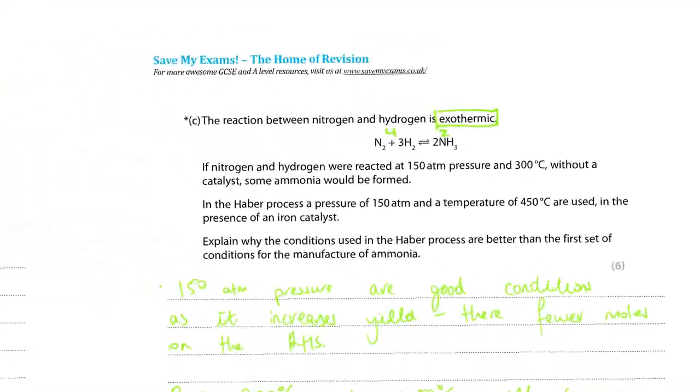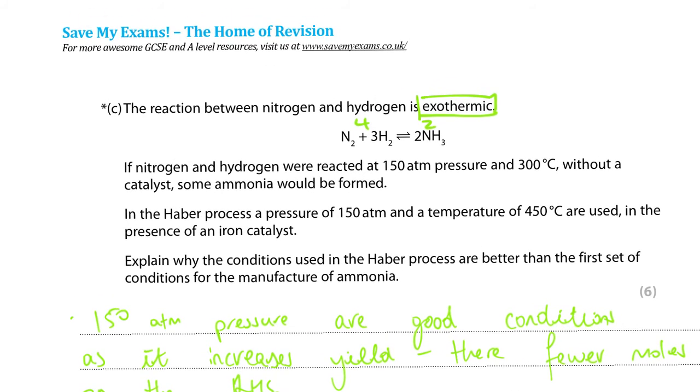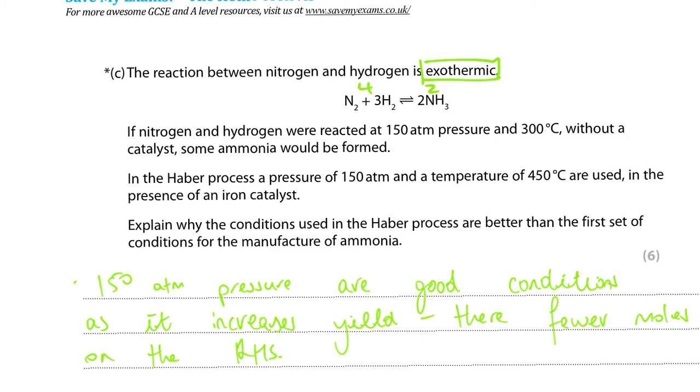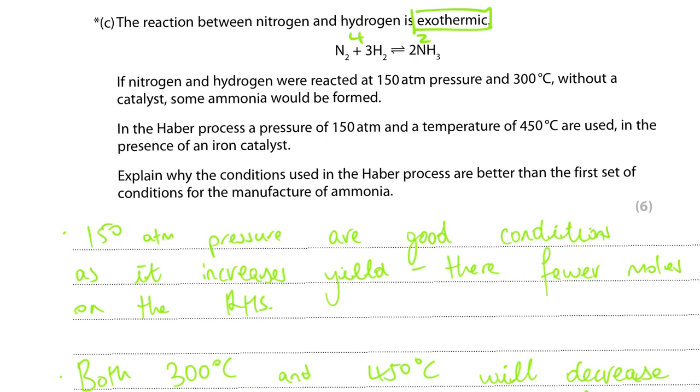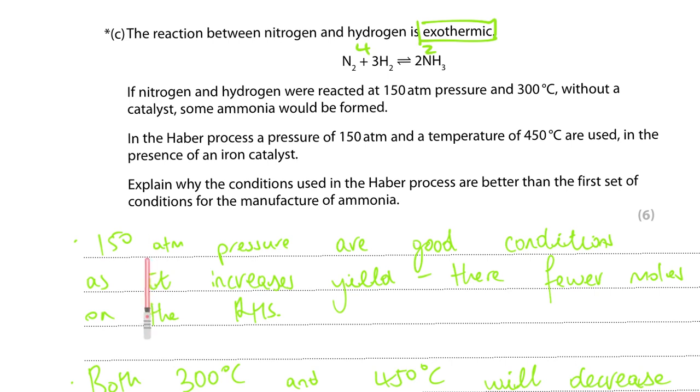And our last question, I believe, our last one. The reaction between nitrogen and hydrogen is exothermic. If nitrogen and hydrogen were reacted at 150 atmospheres pressure and 300 degrees Celsius without a catalyst, some ammonia would be formed. In the Haber process, a pressure of 150 atmospheres and a temperature of 450 degrees Celsius are used in the presence of a catalyst. Explain why the conditions used in the Haber process are better than the first set. So first thing is we know that 150 atmospheres pressure is good because it increases yield. And remember, you increase pressure, you shift to the side with the fewest moles. I've got 4 on the left and 2 on the right. So that's what I've done there.